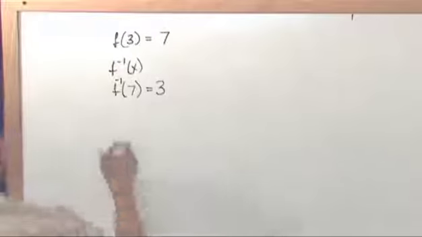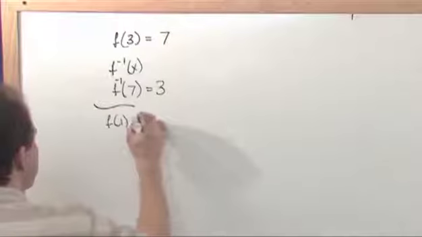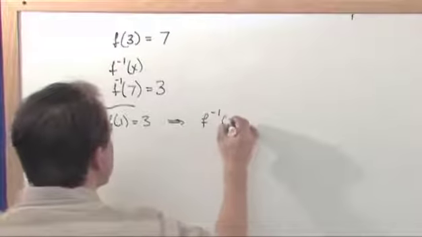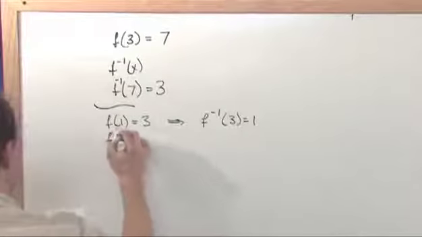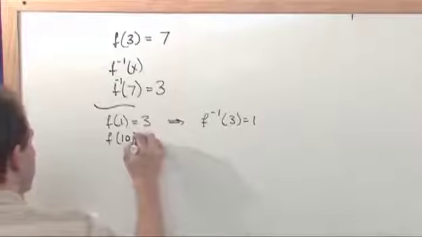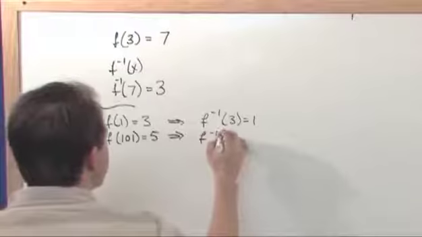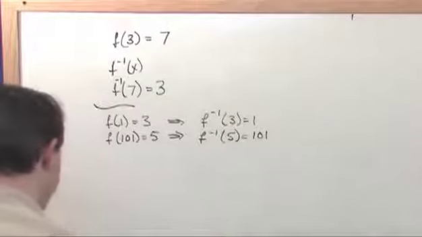Similarly, if you knew that f of 1 was equal to 3, then you would know that f inverse of 3 was equal to 1. And if you knew, for instance, f of 101 is equal to 5, then you would know that the inverse function evaluated at 5 would be 101. So it's a real simple thing here.